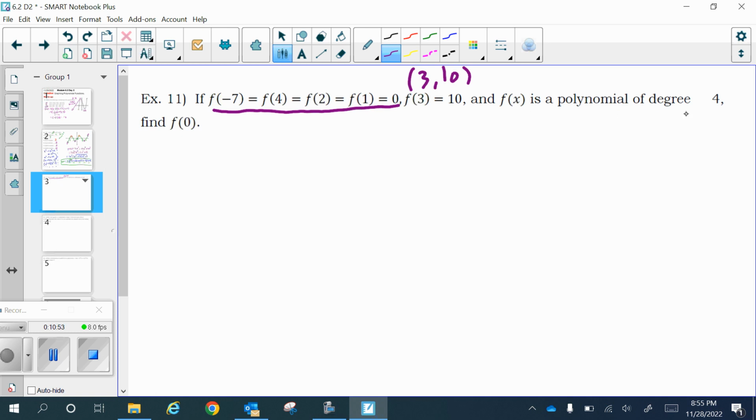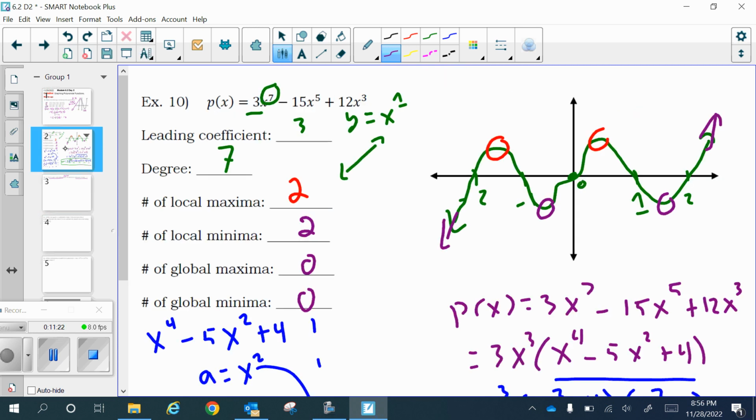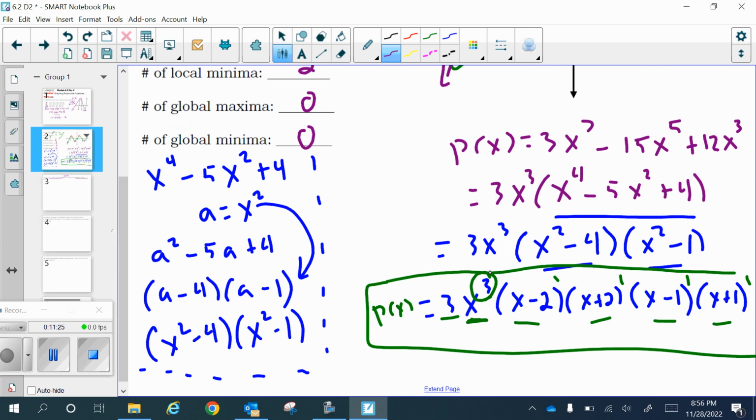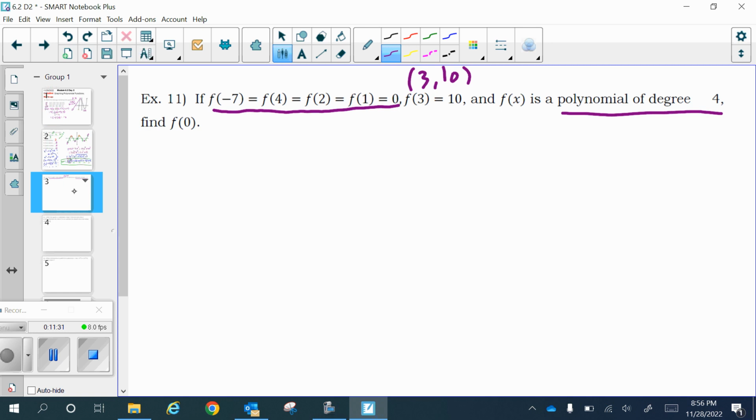So when I'm told I have a polynomial of degree 4, that's telling me how many x-intercepts I'm going to have, right? In this case, I have 4 x-intercepts: negative 7, 4, 2, and 1. So if I have 4 x-intercepts and I have a degree of 4, that tells me that each of these x-intercepts is going to happen only once, right? The total amount of x-intercepts has to equal your total degree, and that could mean that some of your x-intercepts happen more than once, right? And we've seen examples of that before, like the example we just did. This x-intercept of 0 happened 3 times. So the total amount of x-intercepts has to equal the degree of the polynomial.